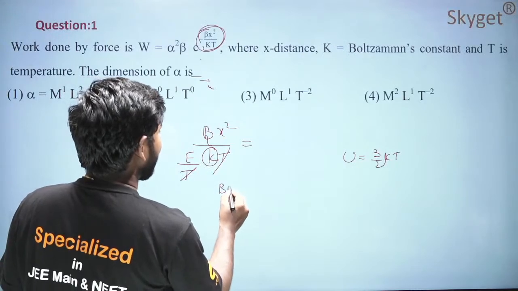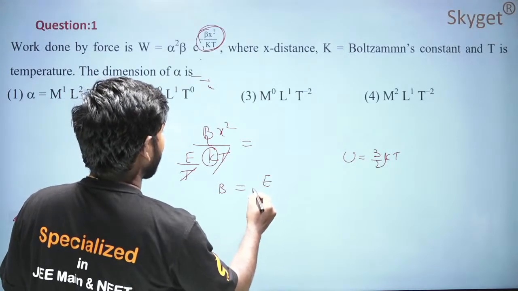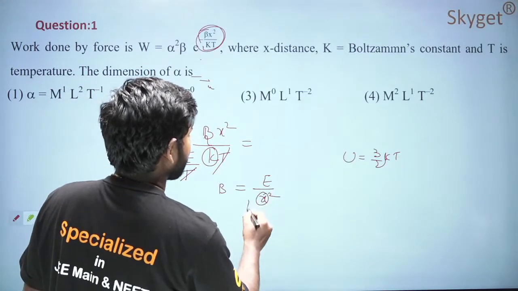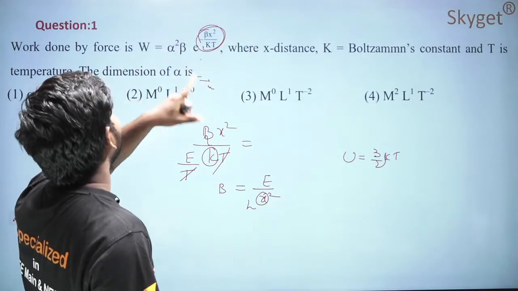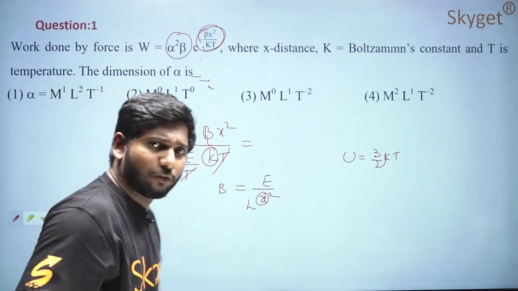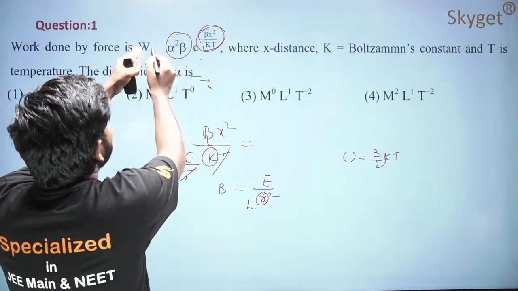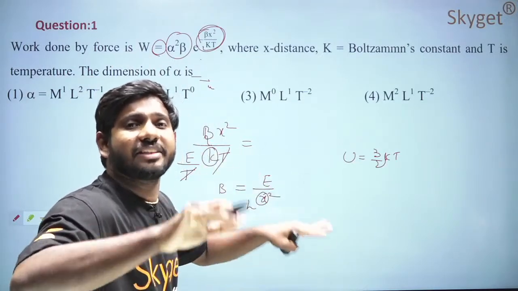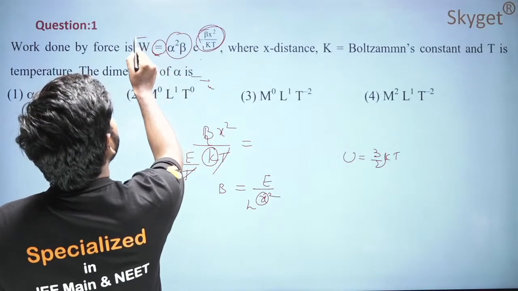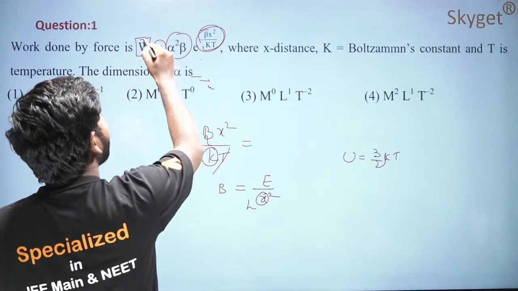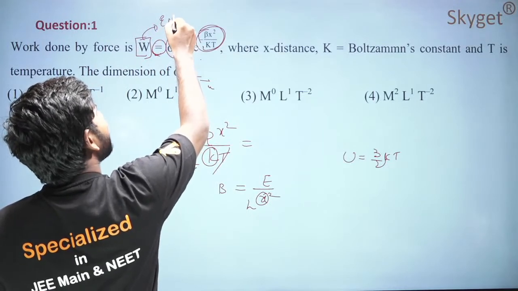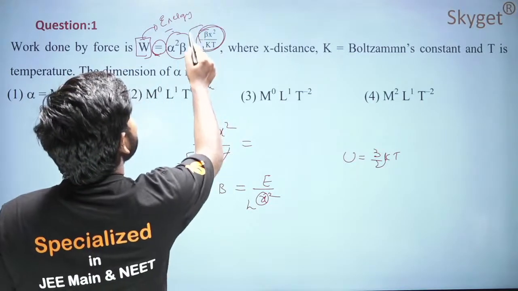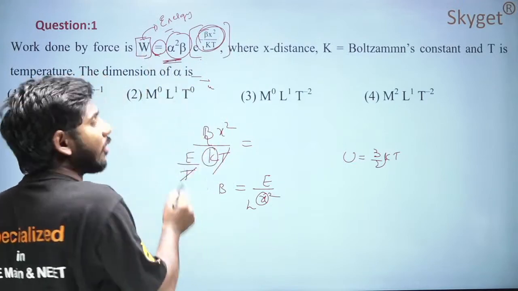So then beta will have a dimension of E by x square, and x square can be written as length square. Now by using the principle of homogeneity, the terms in an equation separated by equal to, plus or minus should have the same dimensions. If the left part of the equation is work, which has energy dimensions, the right part of the equation should also have the same dimensions. You know the exponential is dimensionless, so this should have dimensions of work or energy.